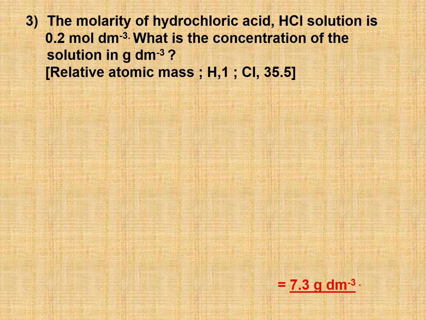Next one, number 3. Okay, the answer has been given at the bottom. The molarity of hydrochloric acid is 0.2 mole per dm cube. What is the concentration of the solution in gram per dm cube? And again, you got to use the second formula.